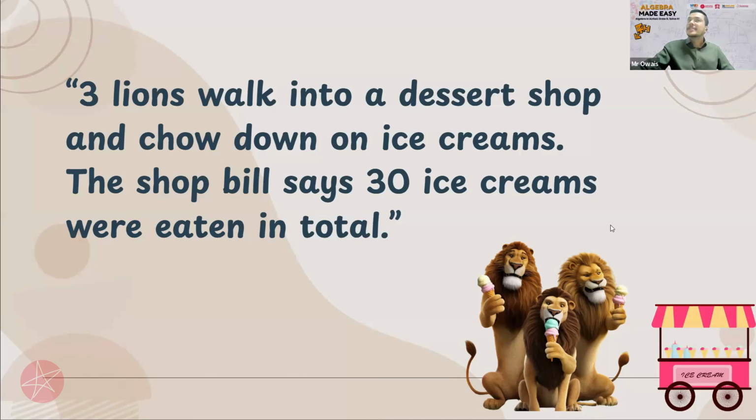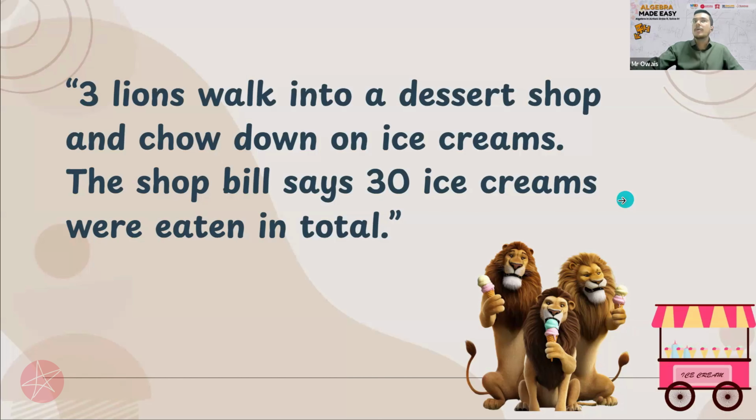All right. So it turns out that the lions also like ice creams. You know why? Because there were only three of them and they ate 30 ice creams. That's a lot of ice creams, right? Sir, the shop bill says that 30 ice creams were eaten in total. So there were only three lions, and they actually ate 30 ice creams altogether.